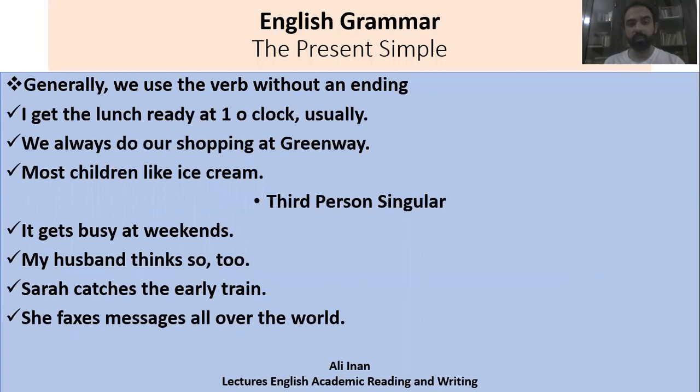Generally, we use the verb without an ending. For example, I get the lunch ready at 1 o'clock usually. We always do our shopping at Greenway. Most children like ice cream. The usage of the third person singular is in these examples.